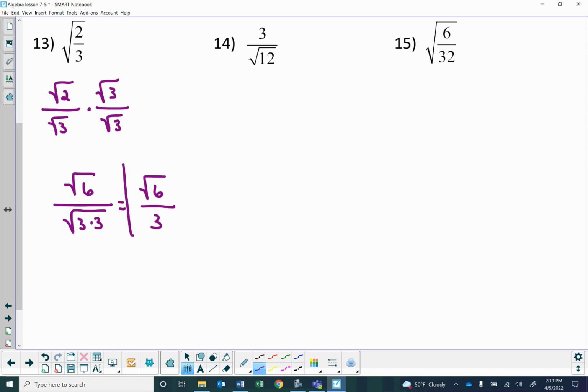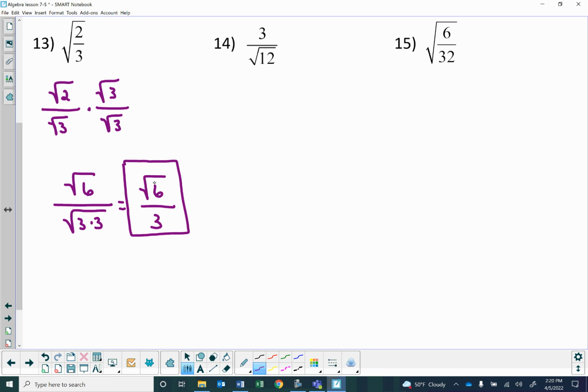Now this does not simplify any further. Don't get into the habit of thinking, oh, I can divide this 3 into that 6. The only way you can do that is if both numbers are underneath the radical or both numbers are outside of the radical. You cannot simplify if one number is underneath a radical sign and the other number is not underneath the radical sign. So the square root of 2 over the square root of 3 reduces to the square root of 6 over 3.